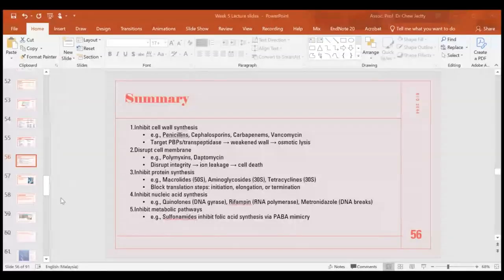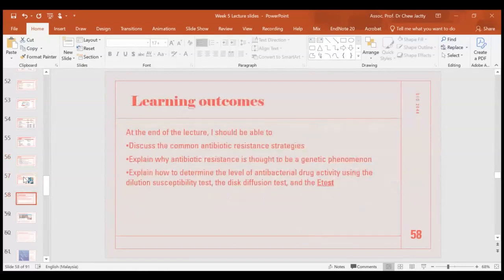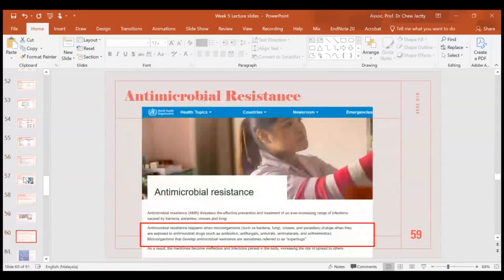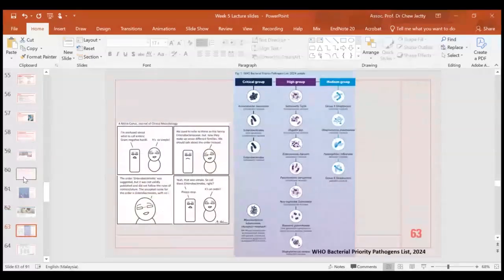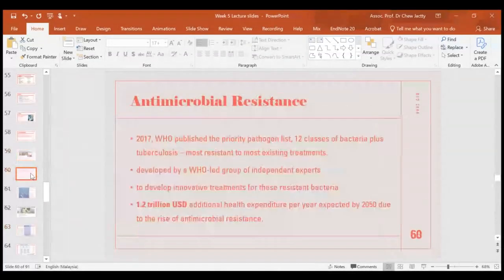All right, go in here. Okay, so now we go into the resistance of bacterial resistance to antibiotics. Okay, so there are a few slides earlier that talk about antimicrobial, but I think I have talked enough about antimicrobial resistance and you know what they are.